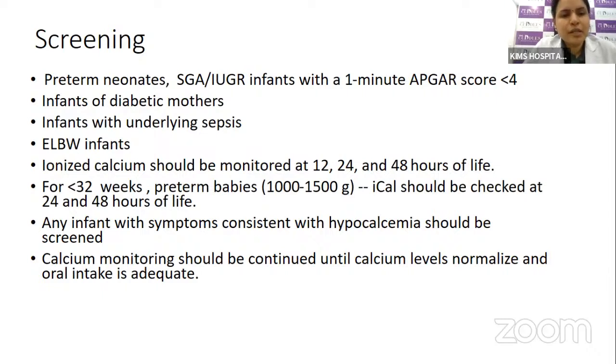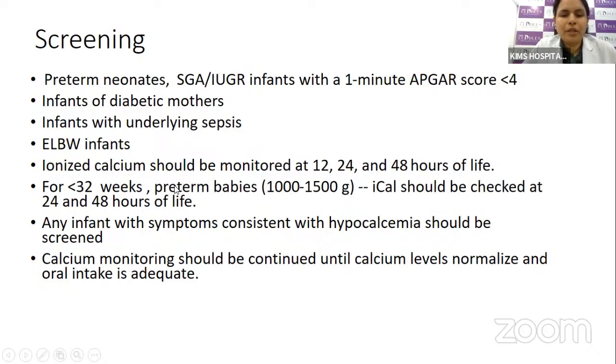These include preterm neonates, particularly neonates born below 32 weeks of gestational age, small for gestational age newborns, defined as newborns with their birth weight below the 10th centile expected for that gestational age, newborns with intrauterine growth restriction, infants with 1-minute Apgar score below 4, infants of diabetic mothers who are sick and require NICU admission, and infants with underlying sepsis. Extremely low birth weight infants would automatically get screened as part of the broader group of preterm neonates.